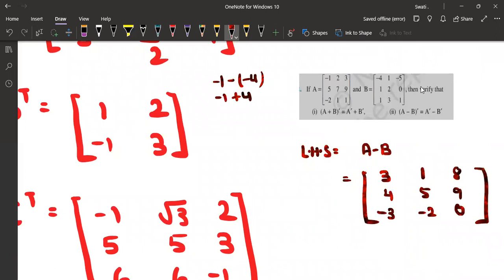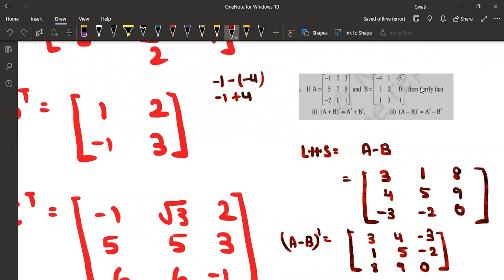This is A minus B, but we need to find out (A minus B) transpose. So you know how to find out (A minus B) transpose? First column will become first row, so 3, 4, -3. Second column will become second row, so 1, 5, -2. And third column will become third row. So it is 8, 9, 0. This is what we have on the left hand side.